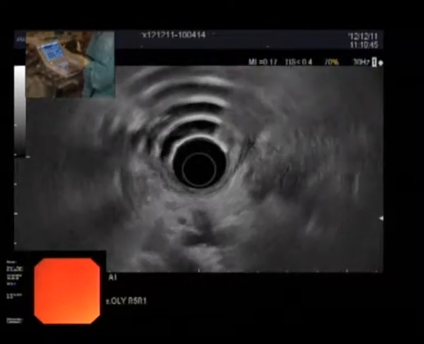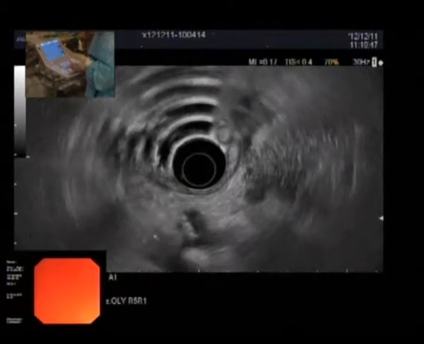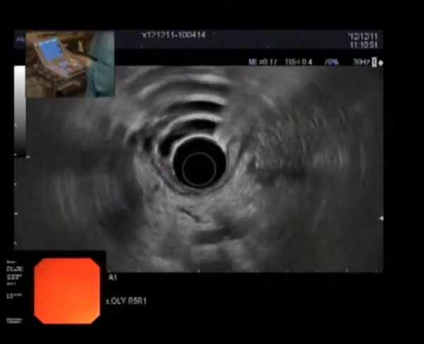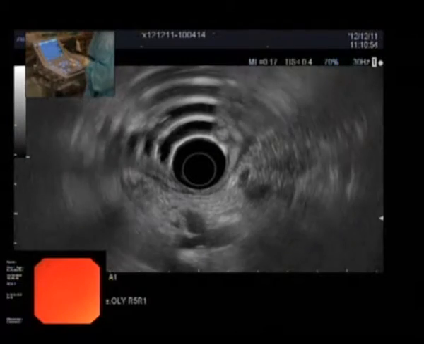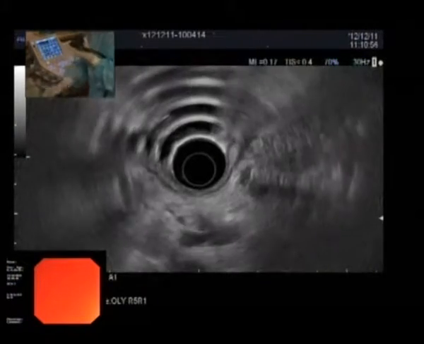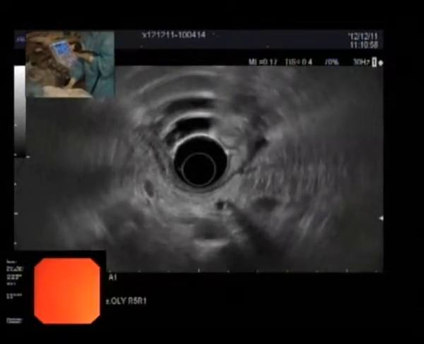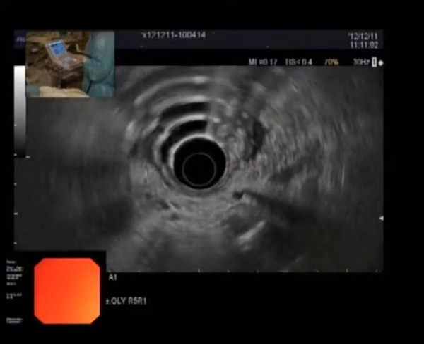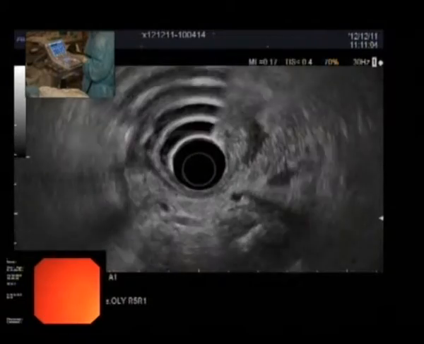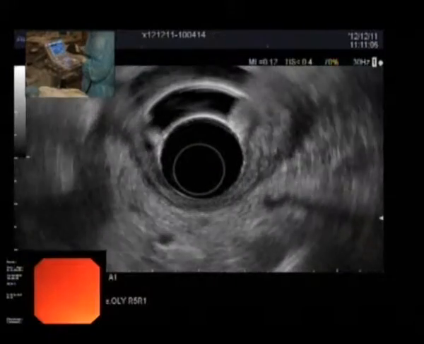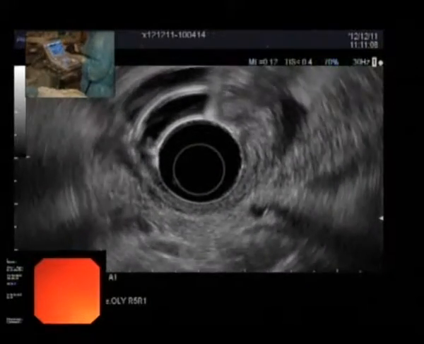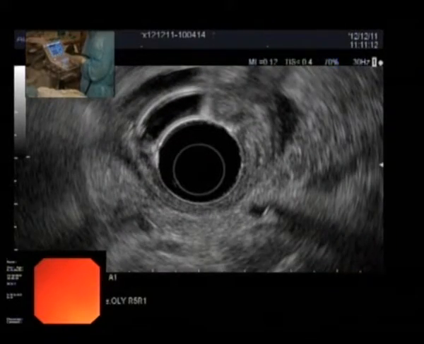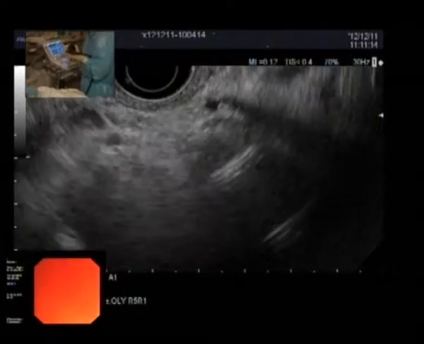But I started with a 7 cm range with a large window. I can see a lot of structures. But once I have some orientation to see the pancreas, I zoom in. I want to enlarge the screen and see the pancreas. So I'm going to focus on the pancreatic area here.